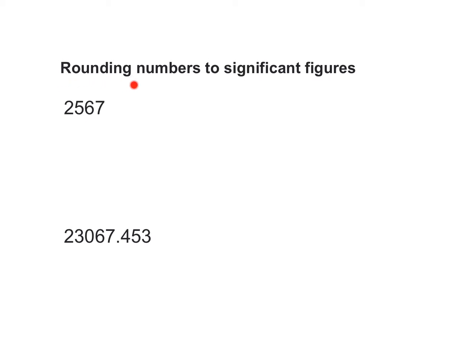Now we'll be looking at rounding numbers to significant figures. In this number, which is 2,567, if I want to round it to 2 significant figures, I look at these 2 numbers over here, and then I look at that number and I see if that number is greater than or equal to 5. In this case it is. So what I need to do is add 1 to that. So my number therefore becomes 2,600, because we have rounded it to 2 significant numbers.